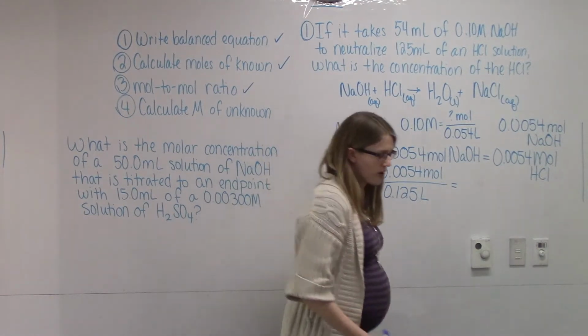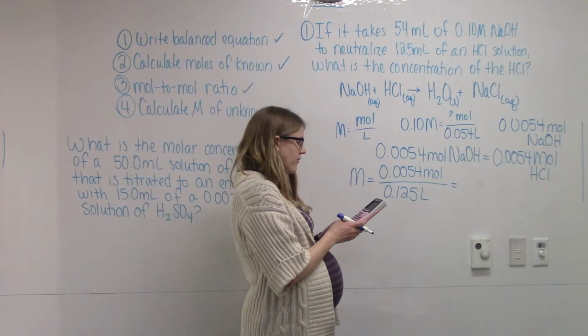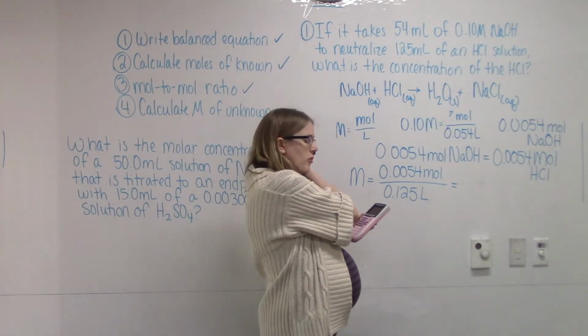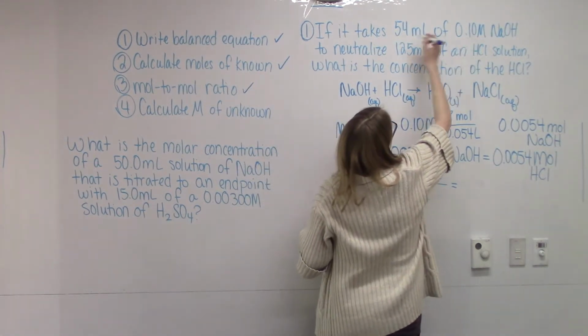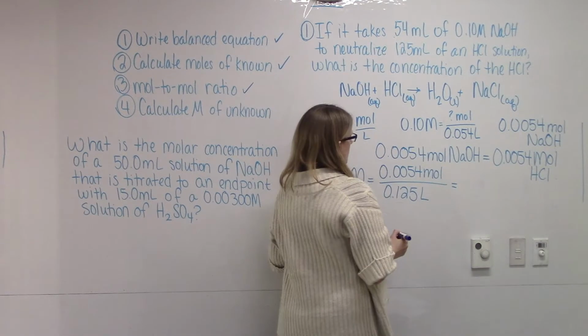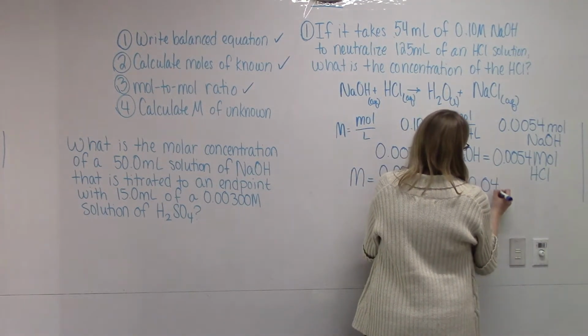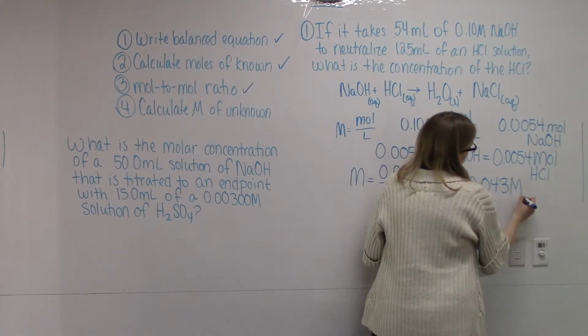0.0054 divided by 0.125. I'm going to go and grab my calculator for this. 0.0054 divided by 0.125. And I get 0.043. Look at sig figs here. 2, 2, and 3. So we need to say 2 sig figs in our final answer. And that is the concentration, so it does need a unit.